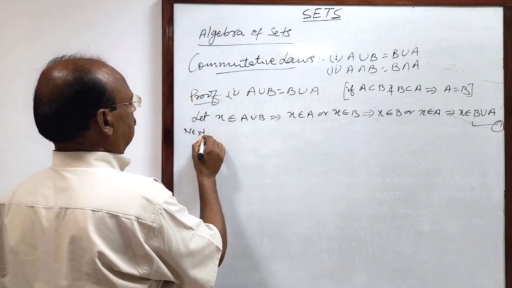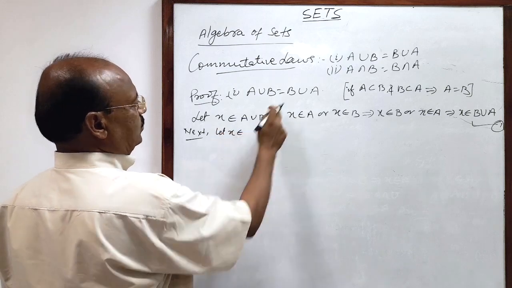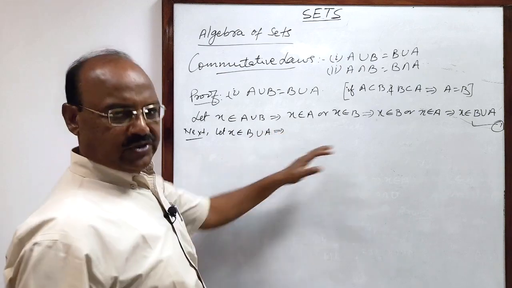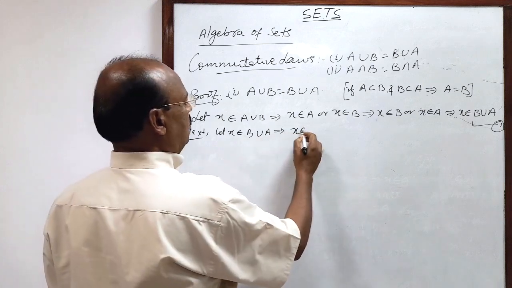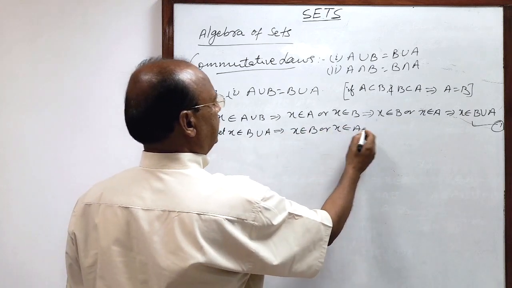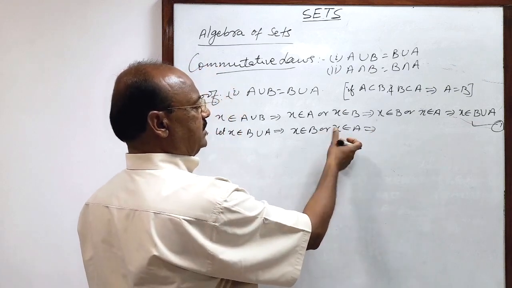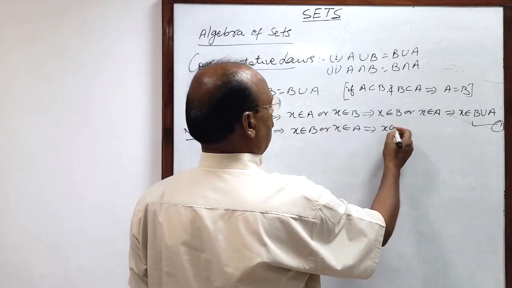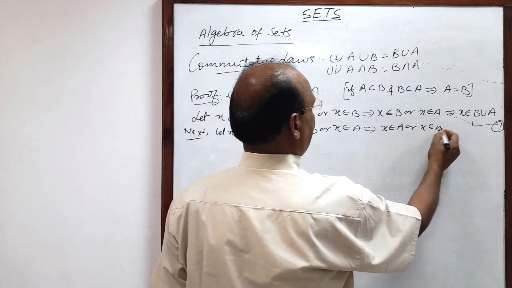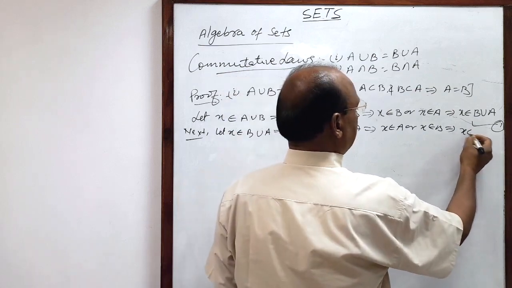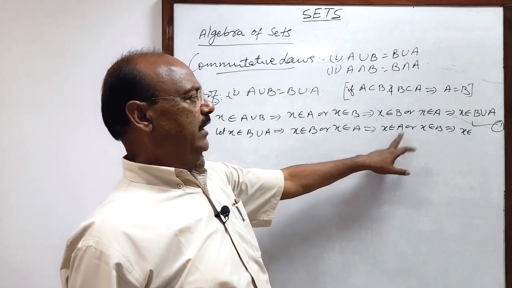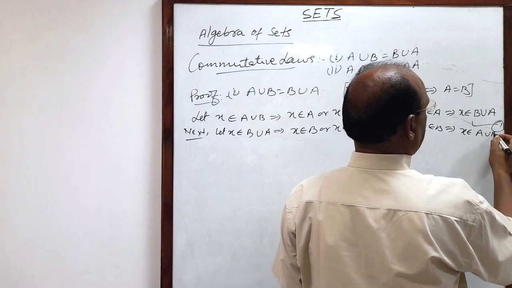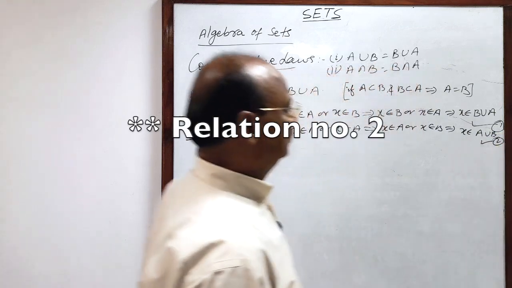Next, let X belong to the set on the right hand side, which is B union A. The same process we will follow here: X belongs to set B or X belongs to set A. This implies that again we can interchange the place, we can reverse the order, so we can write X belongs to set A or X belongs to set B. By the definition of union of two sets, belonging to A or B means belonging to A union B. X belongs to A union B. Let us call it relation number 2.